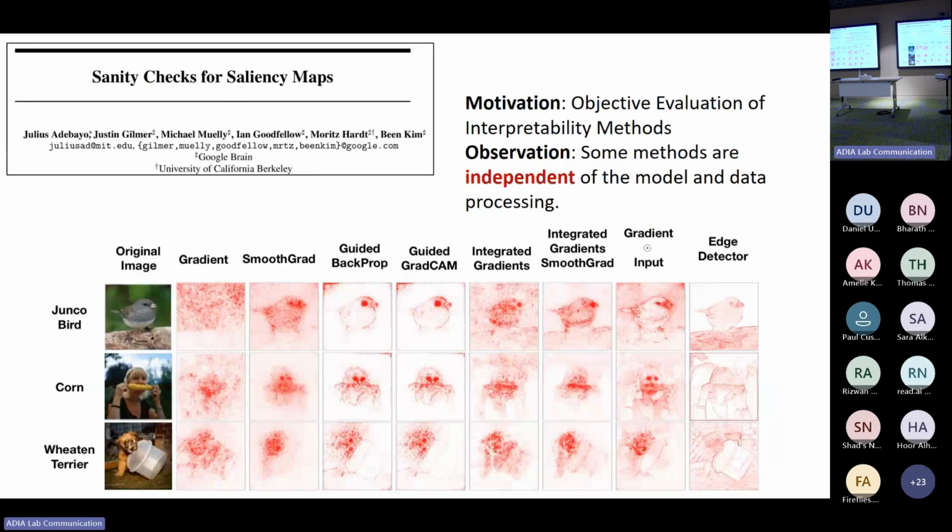And then there were different studies that came out for sanity checks for saliency maps. How do you determine which is the best? So this is actually a list, not an exhaustive list of the methods, but you can see there are so many different methods. How do you understand which one is the best?